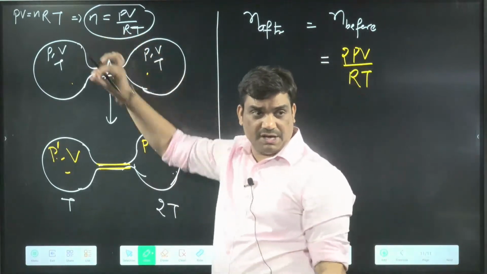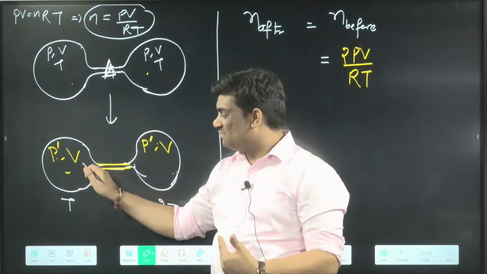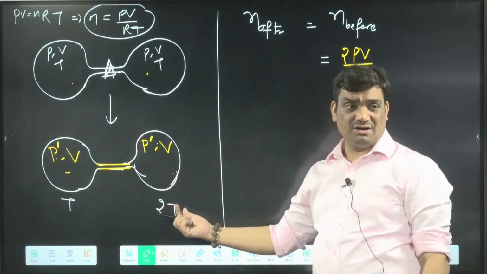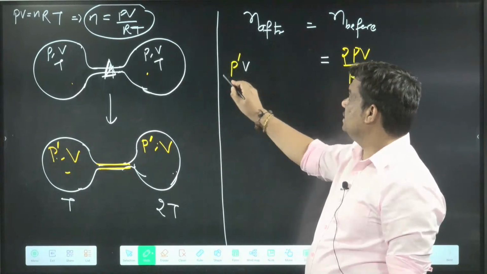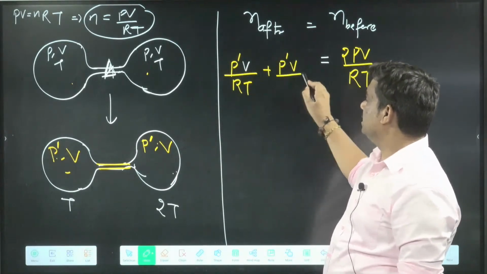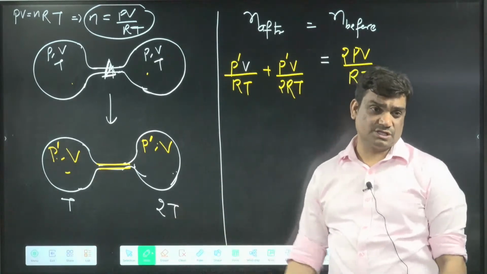Once I join, then what happens? Here moles will be P dash V by RT, and here moles will be P dash V by R2T, because the temperature is 2T. So I can write here P dash V divided by RT, and here I can write P dash V divided by 2RT, because here the temperature is 2T.